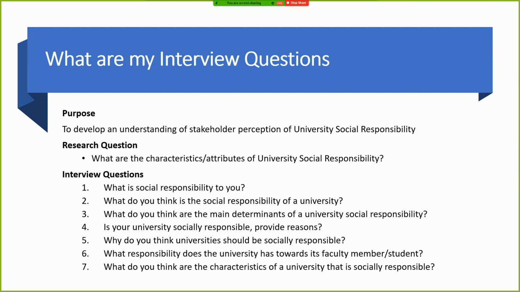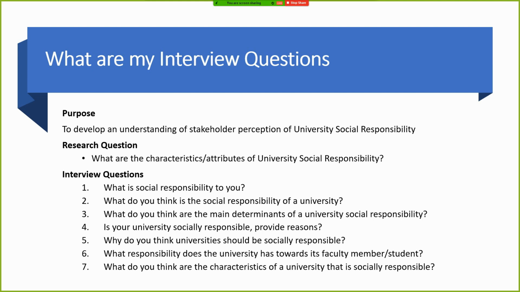is to develop an understanding of stakeholder perception of university social responsibility. This is one of the purposes. So the first thing is that you should develop a clear, concise, concrete research purpose. What is the aim of your research? What is it that you want to do through this research? What is the purpose of your research? It has to be very clear, concise, concrete, and complete.